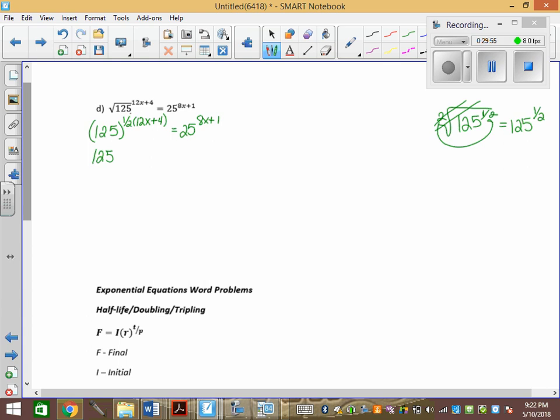125 to the 6x plus 2 equals 25 to the 8x plus 1. And then we can make them both be base 5. 125 is 5 cubed to the 6x plus 2 in brackets, so I'm going to distribute it. And 25 is 5 squared to the 8x plus 1. So we get 5 to the 18x plus 6 equals 5 to the 16x plus 2.